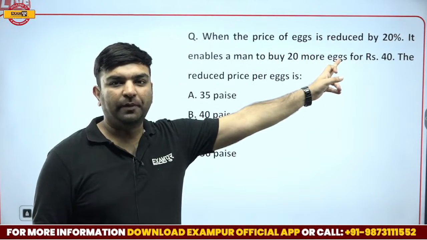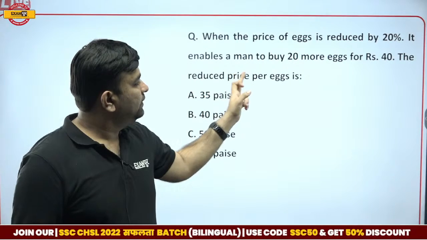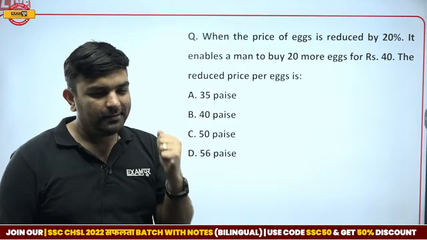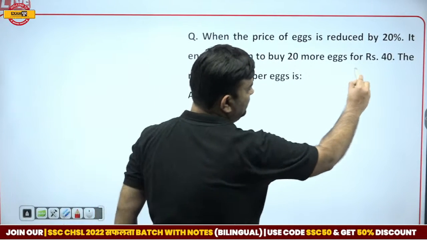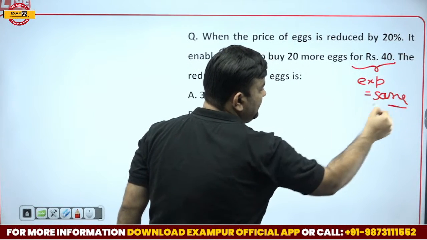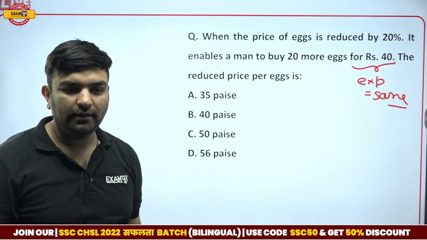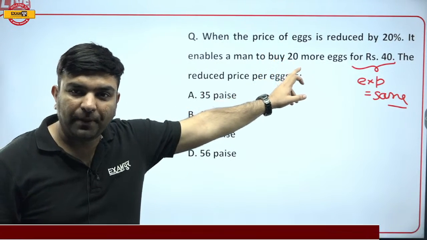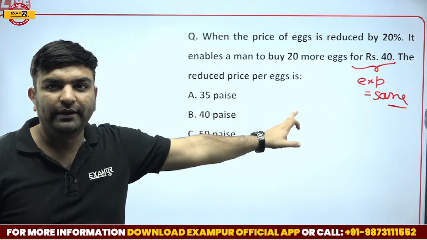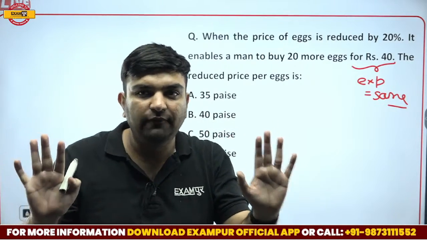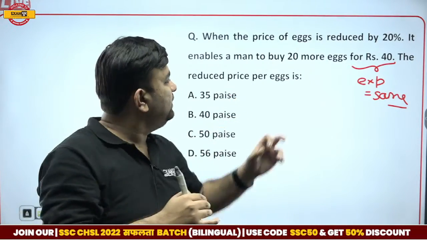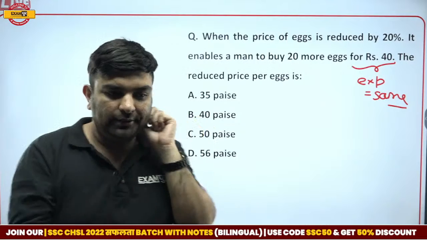Price of egg reduced by 20%. 20 more eggs. Quantity is increasing for rupees 40. So expenditure is the same. Initially 40 and finally also 40. Because of the reduction in price, you are buying more quantity, but your spending is still 40.